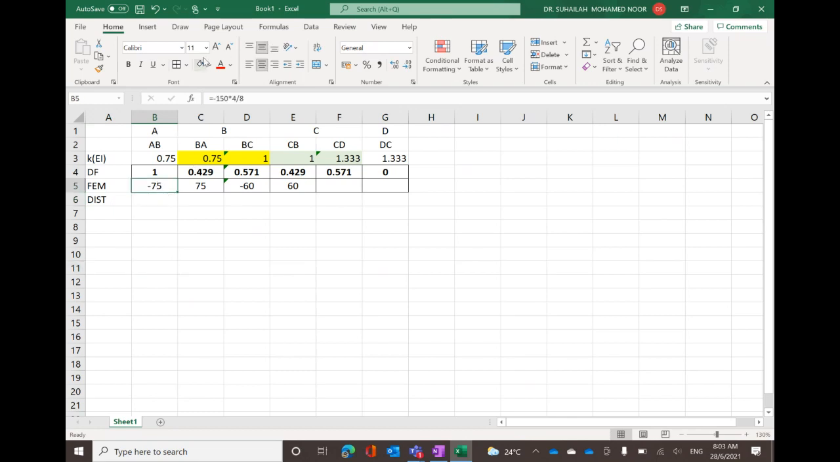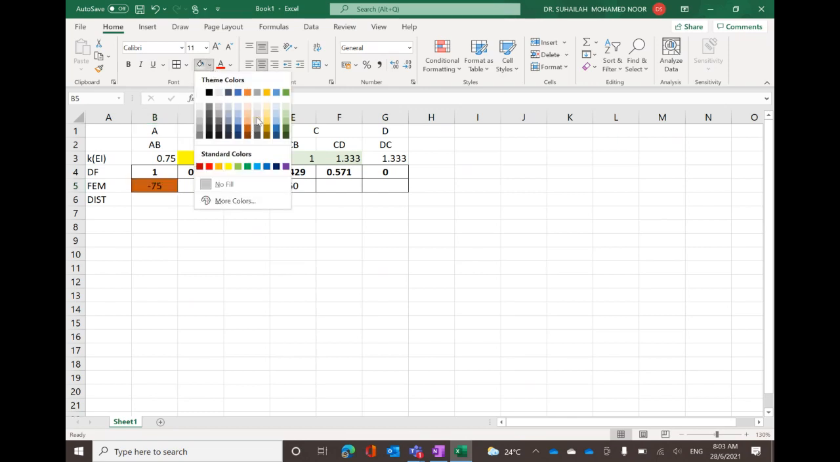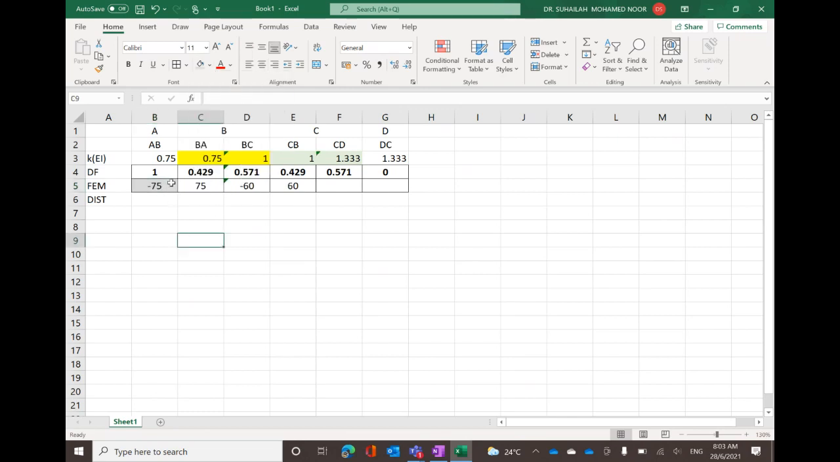We will now determine the total moment at joint A. Remember that this 75 is for AB, which is the member end moment. So the joint moment for A is positive 75, because the fixed end moment is the member end moment. The moment that we distribute is the joint moment, and joint moment is always opposite with member end moment. And for A, there is only one value, from AB.